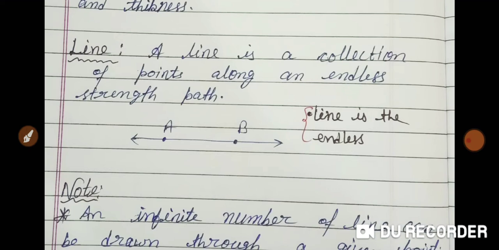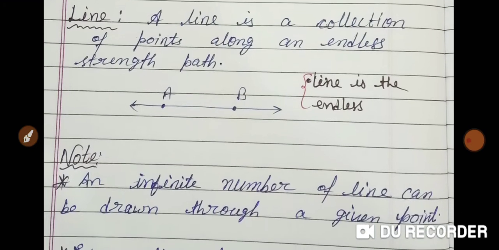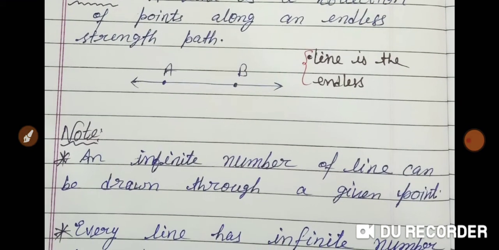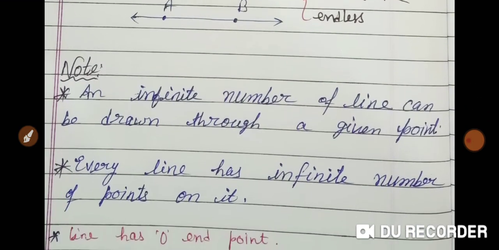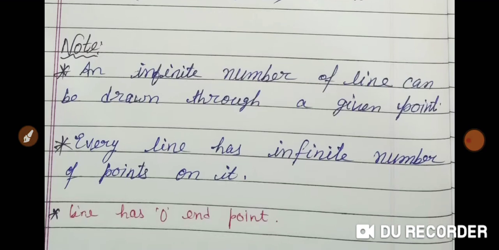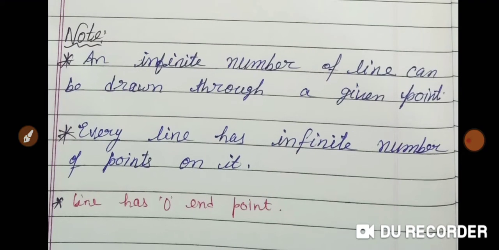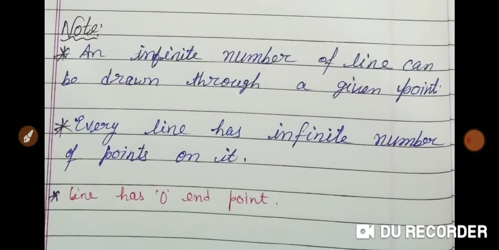A line is a collection of the points along an endless straight path. Okay, you should keep in your mind that a line is the endless. Here no any end is present. It can proceed in both direction. I have given some point for you. An infinite number of lines can be drawn through a given point. At a given point, you can draw the infinite number of the line.